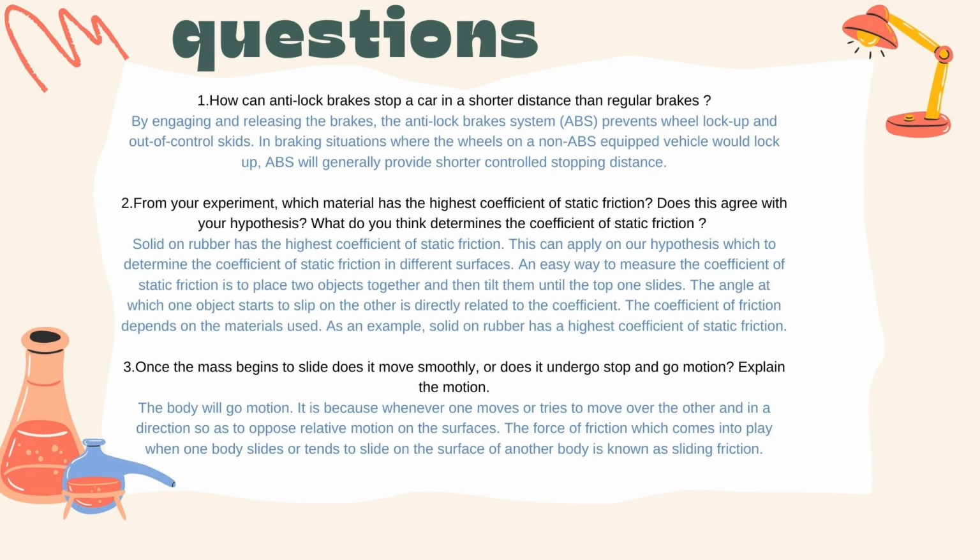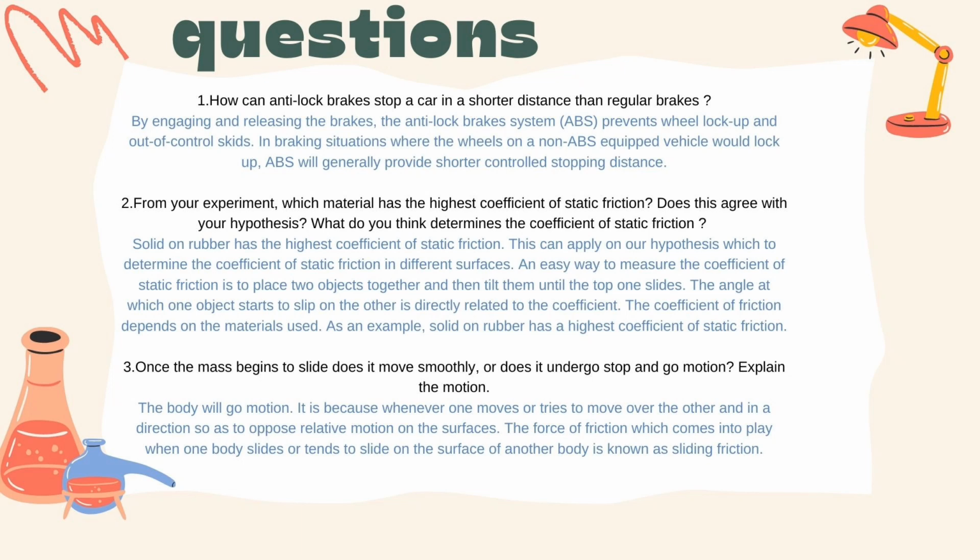Next is, from your experiment, which material has the highest coefficient of static friction? Does this agree with your hypothesis? What do you think determines the coefficient of static friction? So the answer is, solid on rubber has the highest coefficient of static friction. This agrees with our hypothesis, which was to determine the coefficient of static friction on different surfaces.